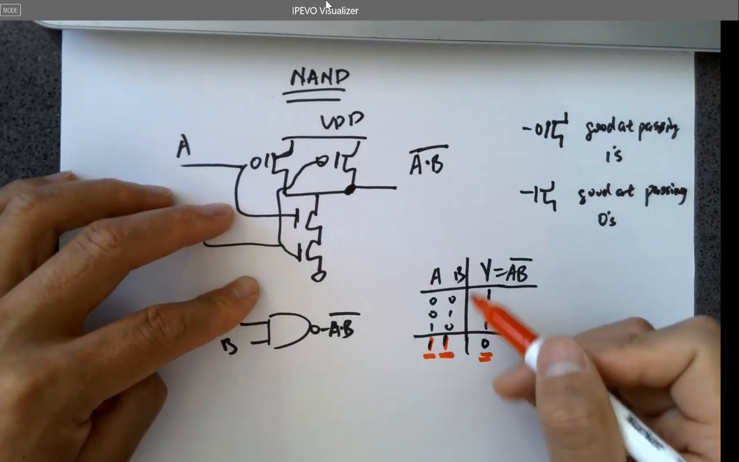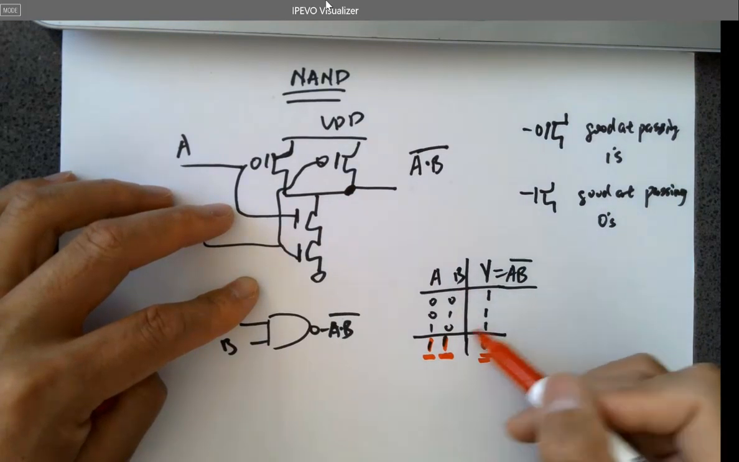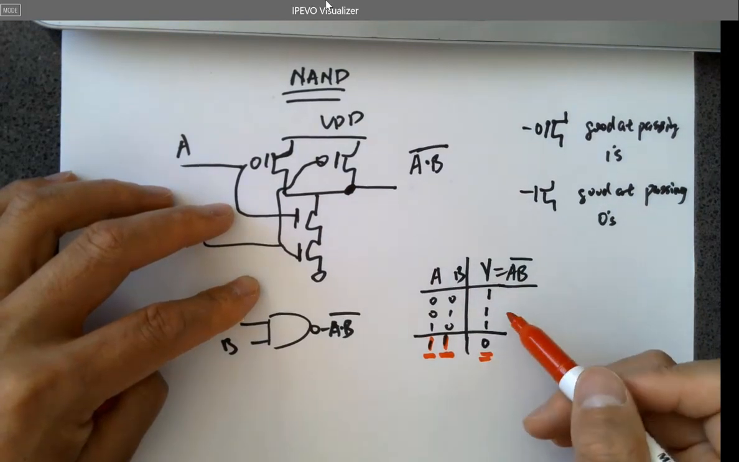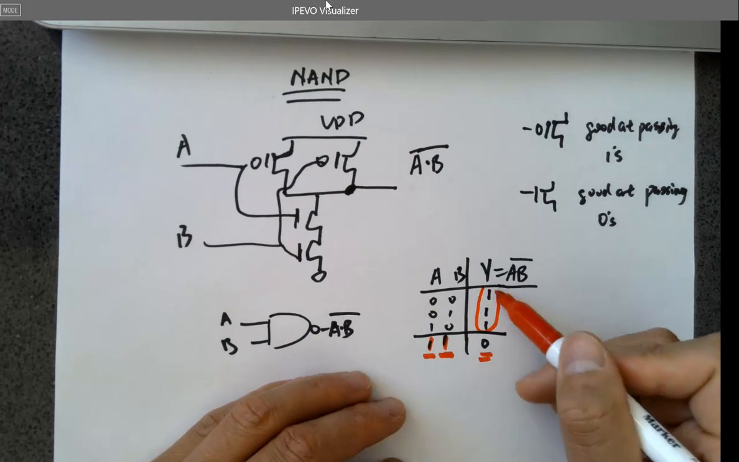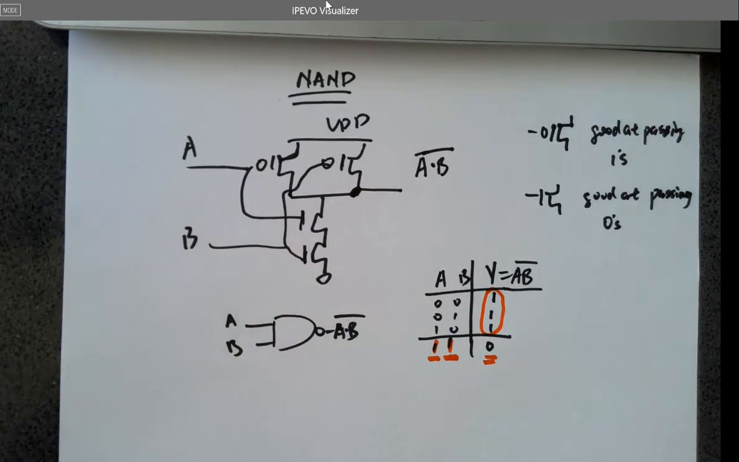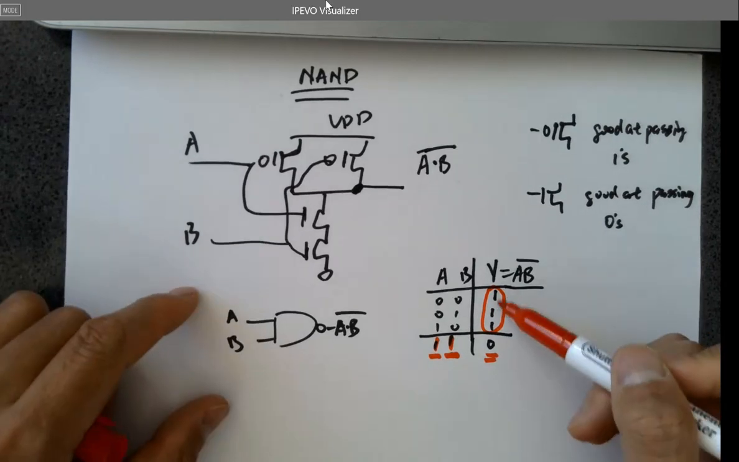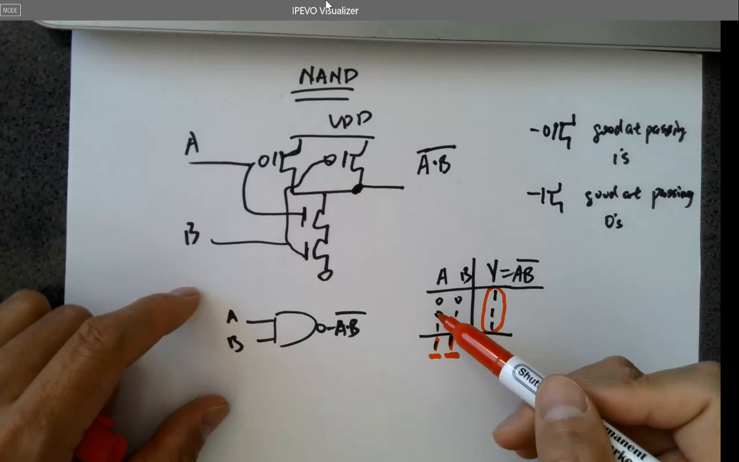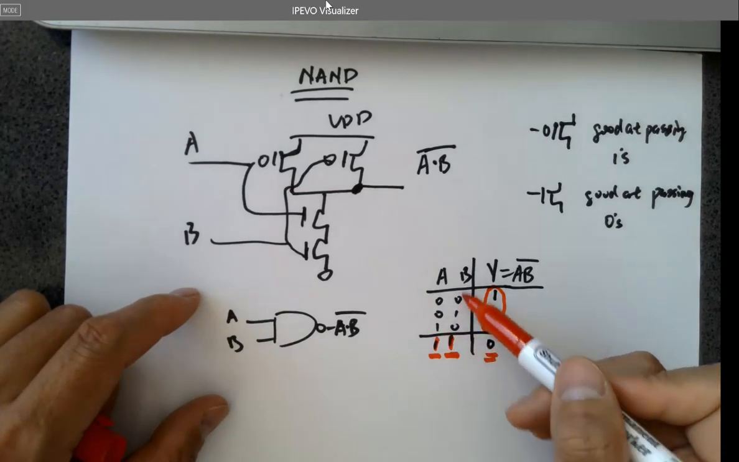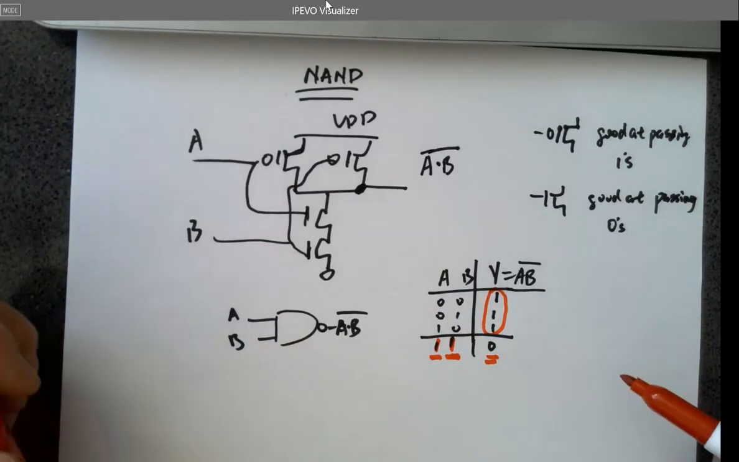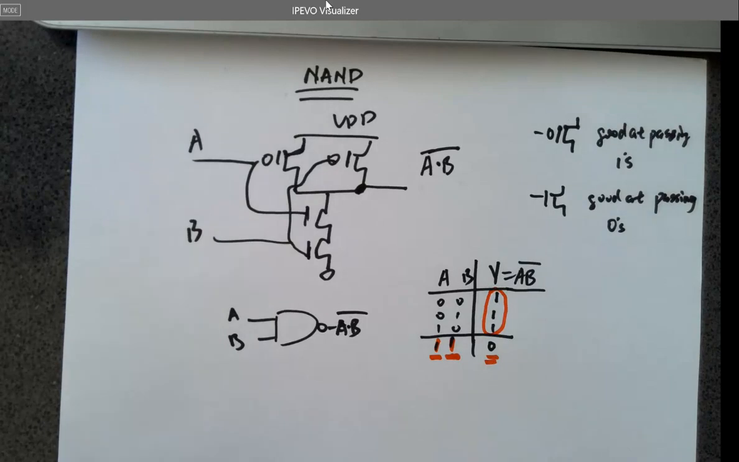So what about the top? We know these are ones. So we know we need PMOSes, because PMOSes are good at passing ones. So we know that for these results, when the inputs are like this, we need the PMOSes to be designed and connected in a certain way on the top.